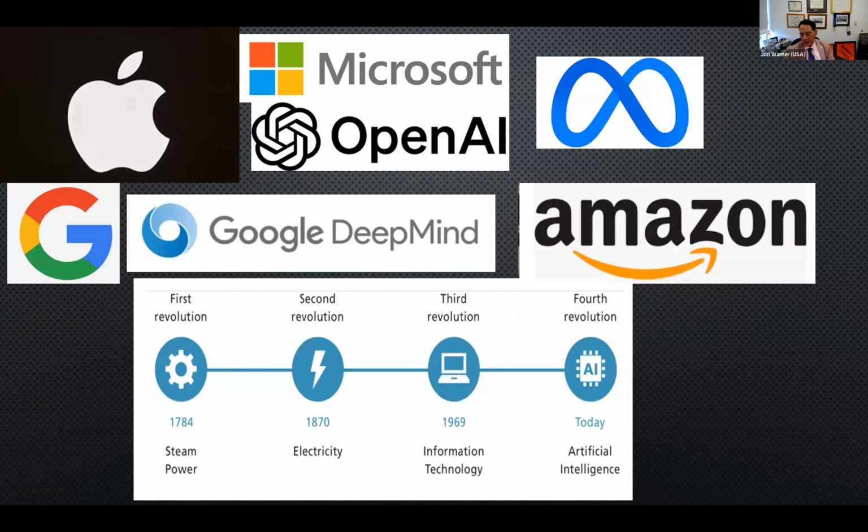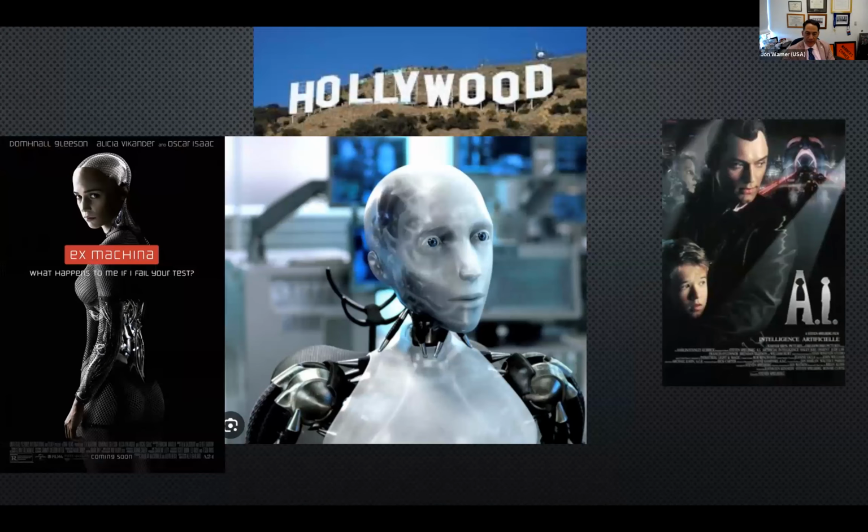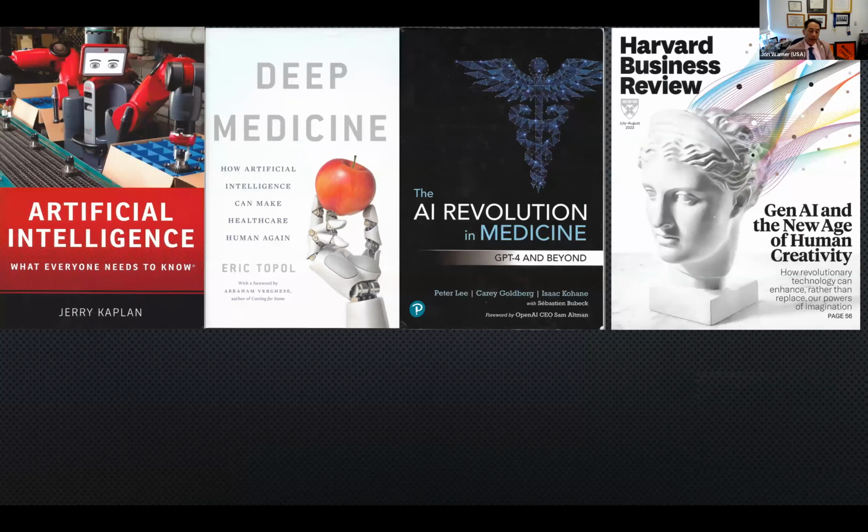And it's been said that artificial intelligence really is the fourth revolution after information technology and before it electricity and steam power. And Hollywood has been celebrating AI for quite some time now. And there are more movies and stories about it than I can put up here, but just to show a few that may resonate. And there's really a lot of publication coming out now. Some of these are really interesting books that presage what may be our future.